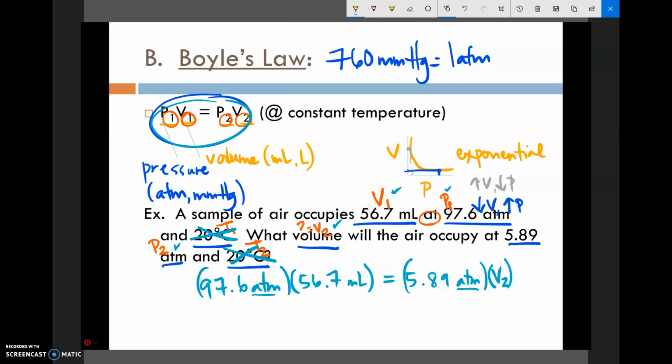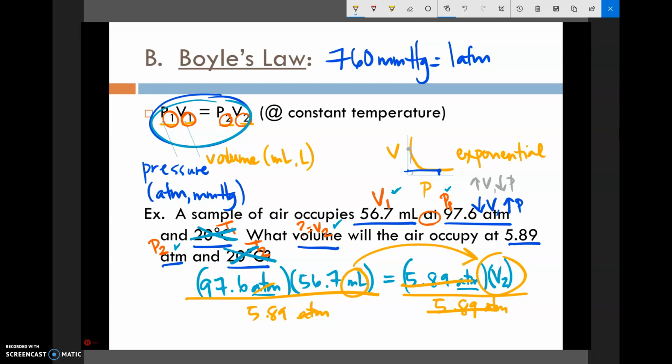We need to get this V2 by itself, so mathematically we're going to do the opposite of what's happening here. So the opposite of multiplication is division. So we're going to divide both sides by this 5.89 atmospheres. And when we do this, it cancels out the pressure on the right side, leaves us with our volume, which is what we want. And over here, atmospheres cancel and leaves us with milliliters, which is our unit that we want in our answer.